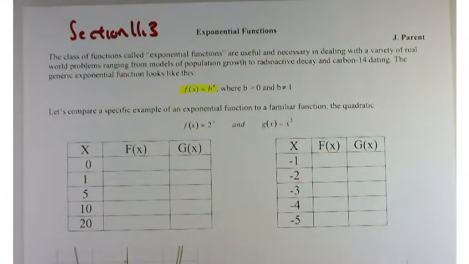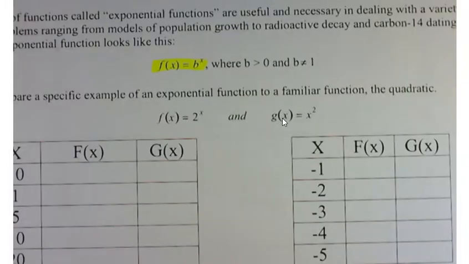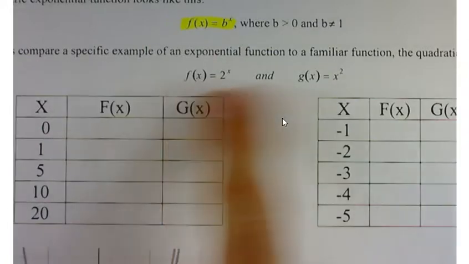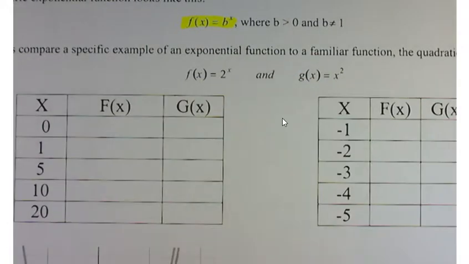And when we're working with those functions, I've got two examples here. One of them is f of x equals 2 to the x, and one of them is g of x equals x squared. Which one, or either, or both, or neither, is an exponential function? F of x or g of x? It'd be f of x.